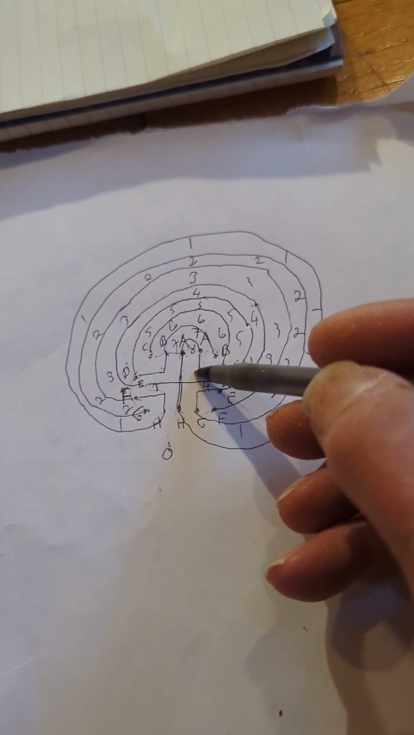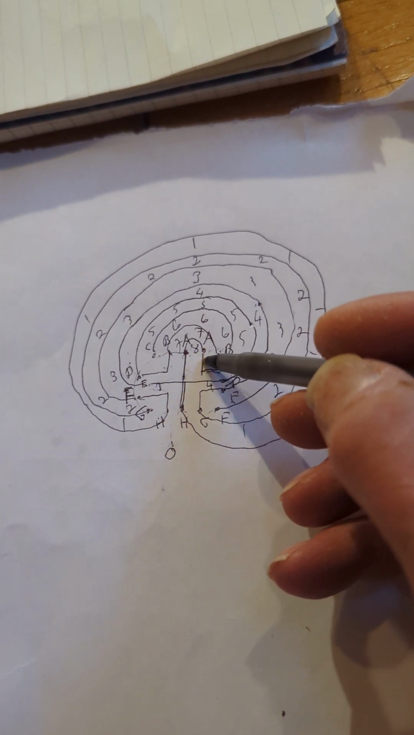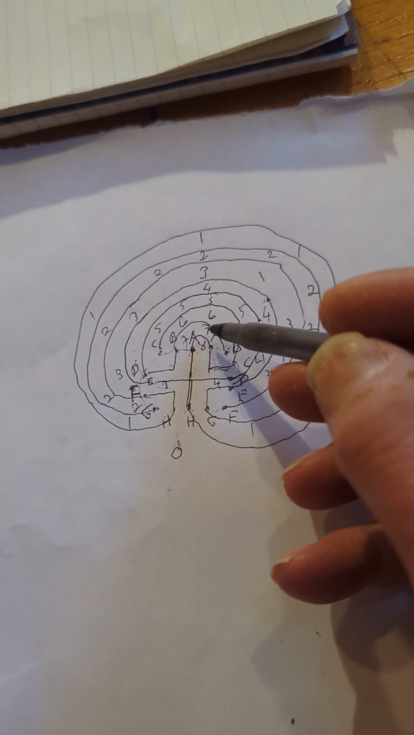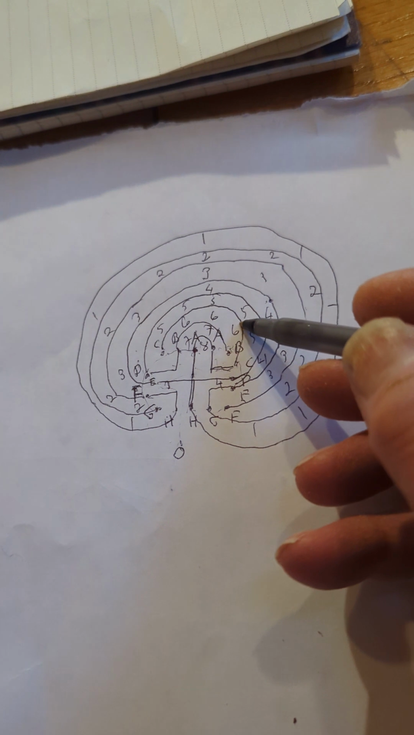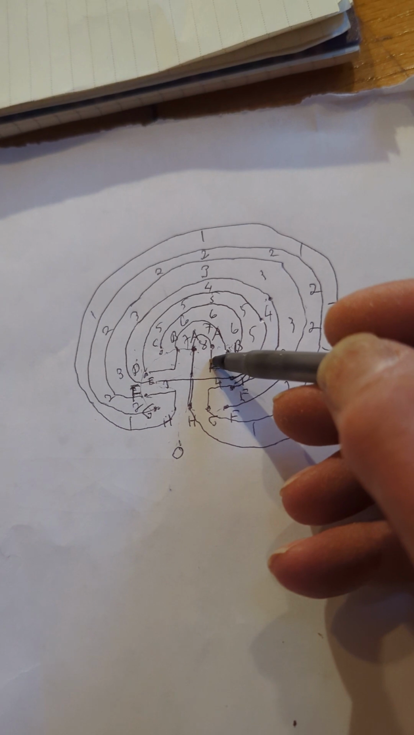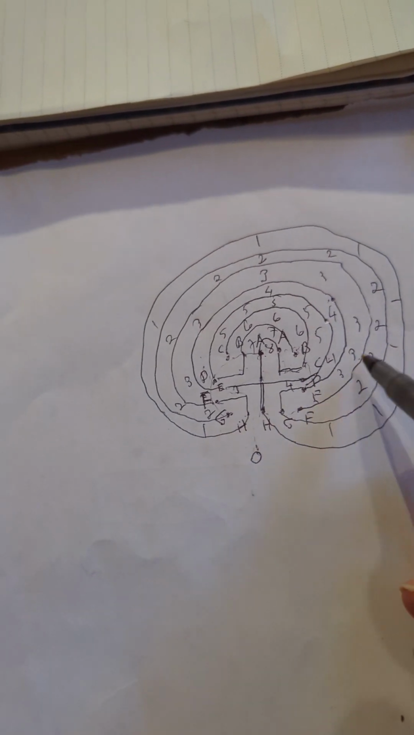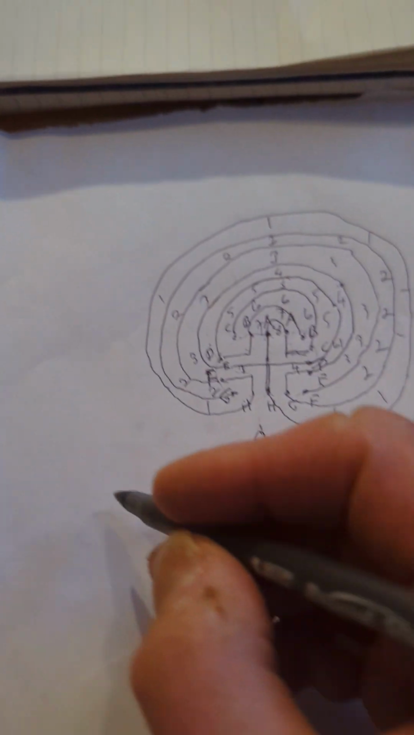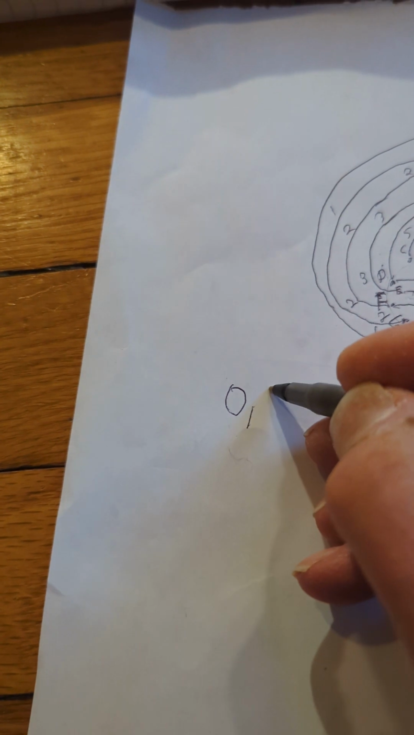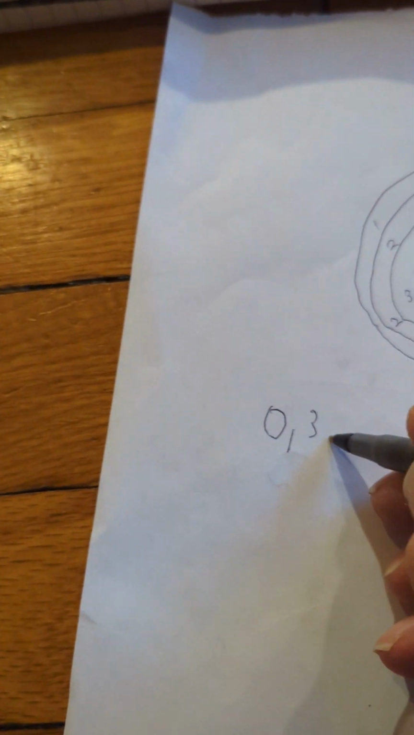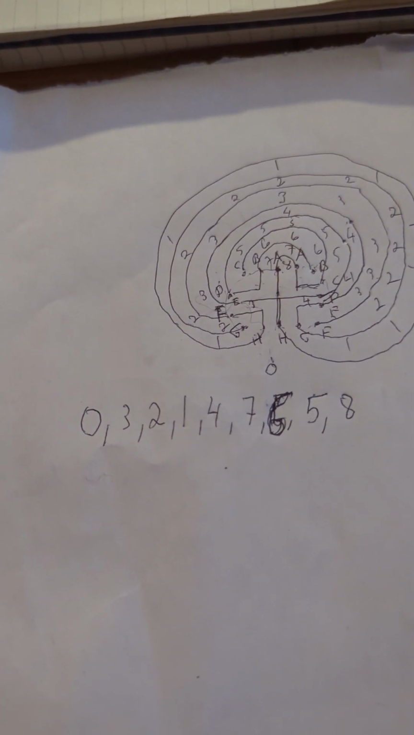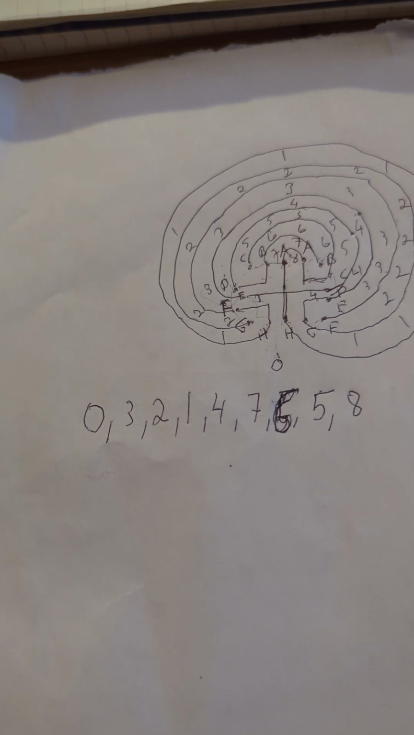And then from level 7, you reach level 6, level 5, and finally you come to the center of the labyrinth. So if you write this as a sequence, you start with 0, then 3, then 2. So you got the sequence 0, 3, 2, 1, 4, 7, 6, 5, 8.